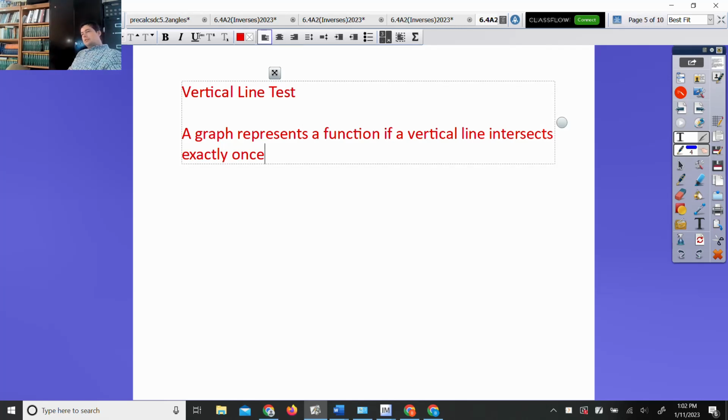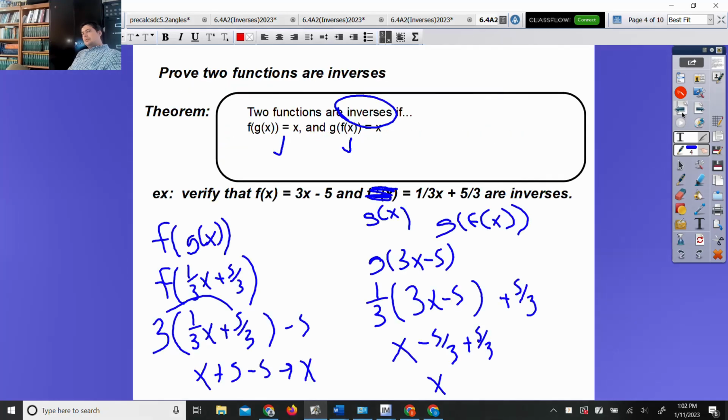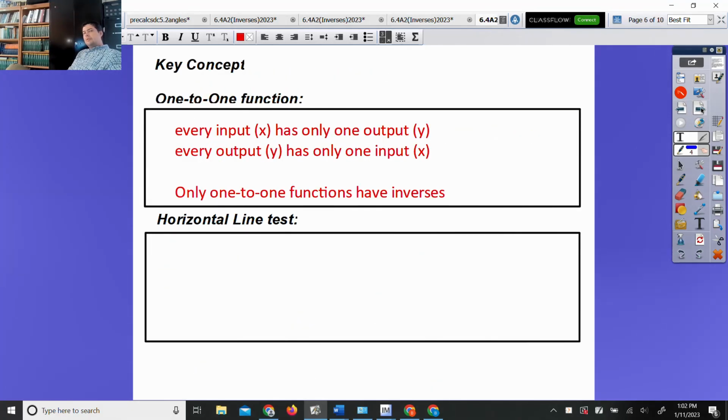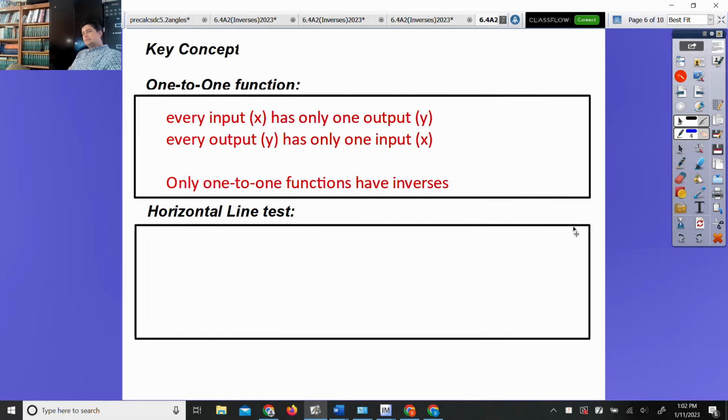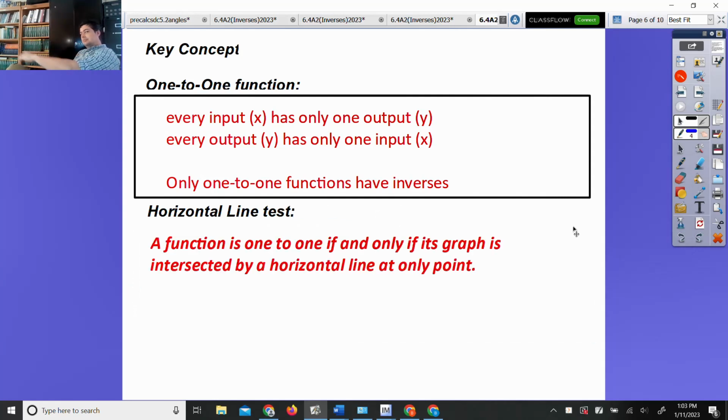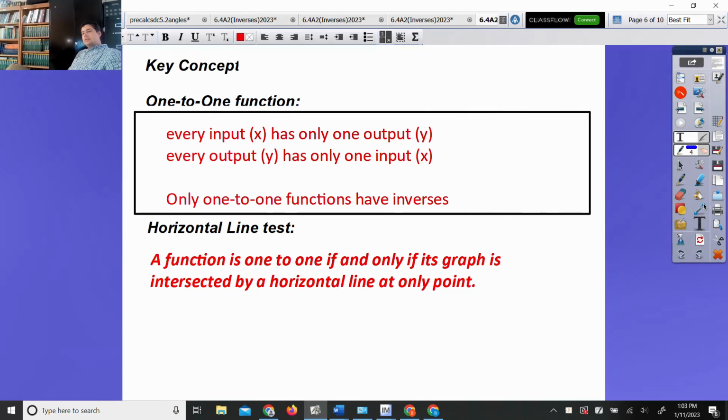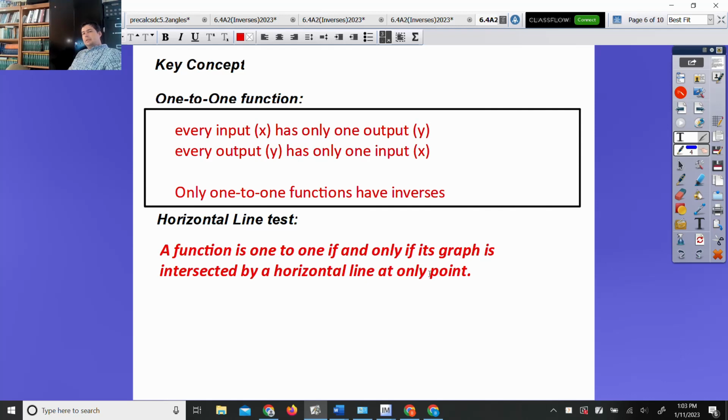So here's an extension of that. It's called the horizontal line test. The vertical line test tells you if you're a function. What do you think a horizontal line test does? What did we just talk about? One-to-one. It says a function is one-to-one if and only if its graph is intersected by a horizontal line at only, and I left off the word one there, 1 point.